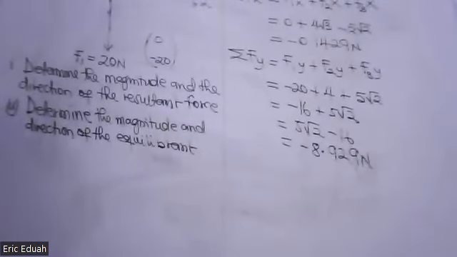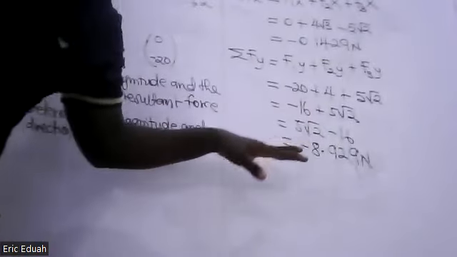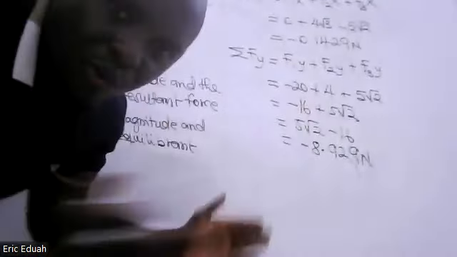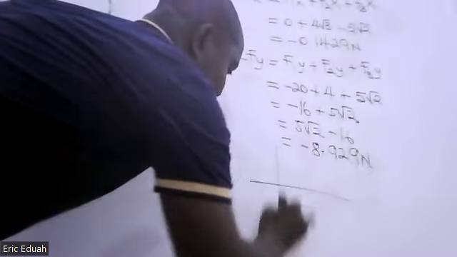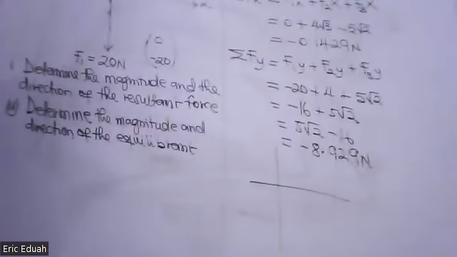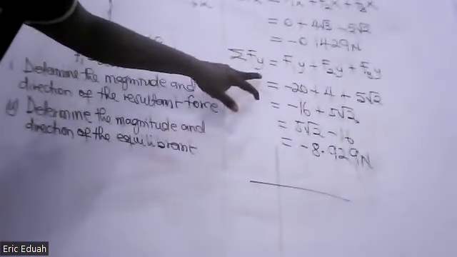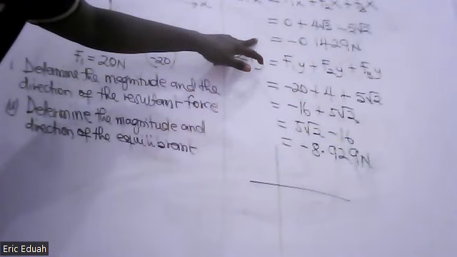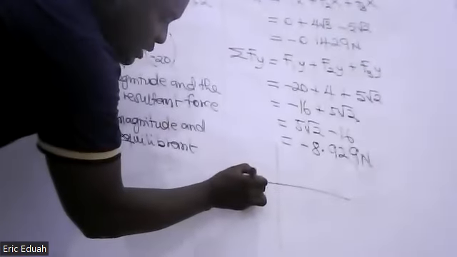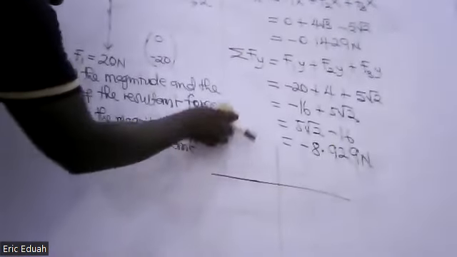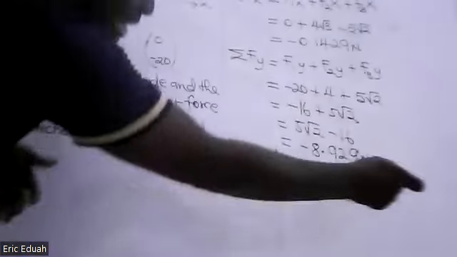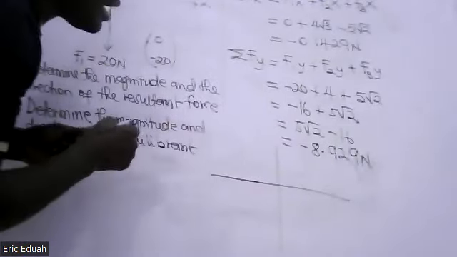Okay, I want to use the down part of the board. That's why I'm adjusting the screen. Now, after getting summation of all values along Y and along X, you draw your X, Y axis. Look at whatever you got for summation X. Is it positive or negative? Negative. Good. It's a negative. Then it means that the summation X is along the negative X direction.